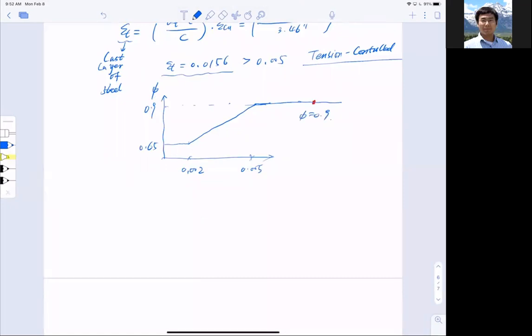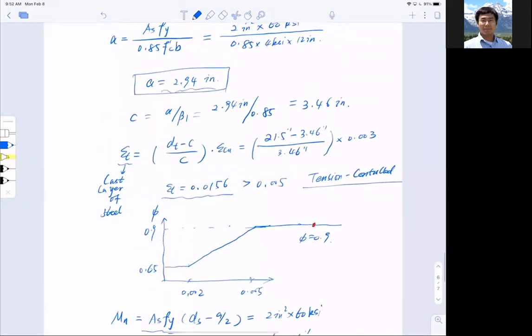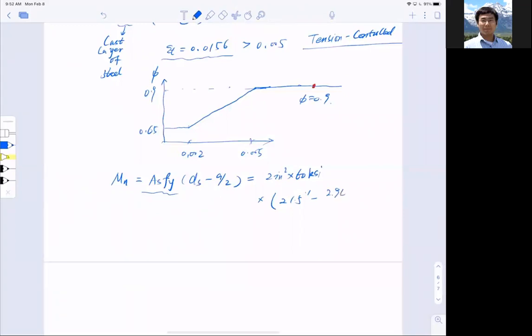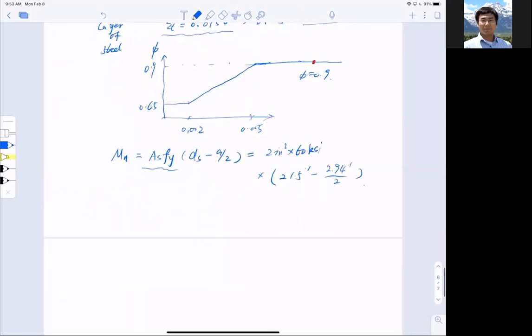Okay, so with the happiness and joy I found with phi, I can compute my final moment resistance or flexure strength. Mn equal to AsFy times ds, or dt in this case is the same, minus half a. Bring the number, what is As? I have 2 inch square, remember? 2 number 9 bars provided. Multiply 60 ksi and multiply by ds 21.5. And this a is this a right here, okay, updated. So 2.94 inch divided by 2, okay? So Mn eventually arrive at 200.3 kip foot.